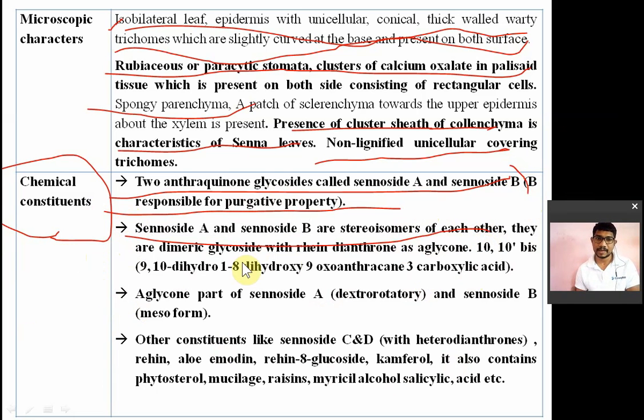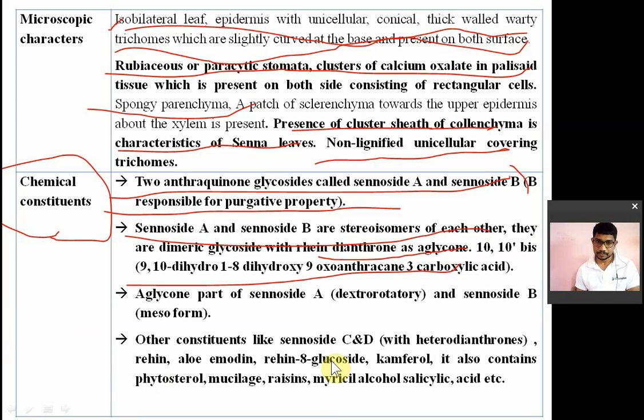They are dimeric glycosides with rhein dianthrone as the aglycone, and 10,10'-bis 9,10-dihydro 1,8-dihydroxy 9-oxanthracene 3-carboxylic acid has a hypothetical name. So that is the name of that. We'll see again: 10,10'-bis 9,10-dihydro 1,8-dihydroxy 9-oxanthracene 3-carboxylic acid. That is the IUPAC name of that.